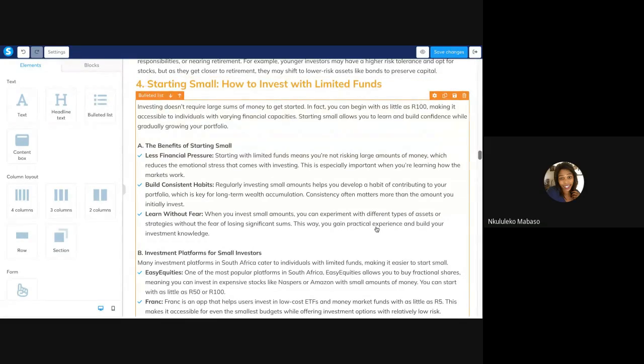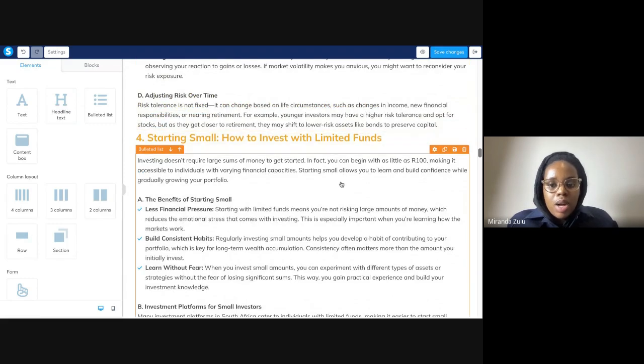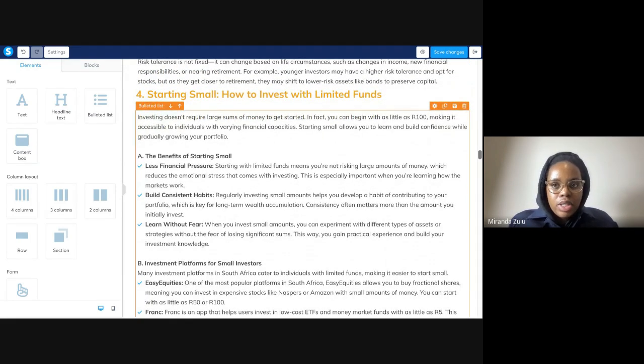Yeah, no, definitely. And so this part is about starting small, how to invest with limited funds. As I mentioned, I made my first share or investment purchase with just 20 Rand. And I like to talk a lot about investing with as little as 100 Rand or less on socials. It's kind of become my tagline. And it's very easy to start there.